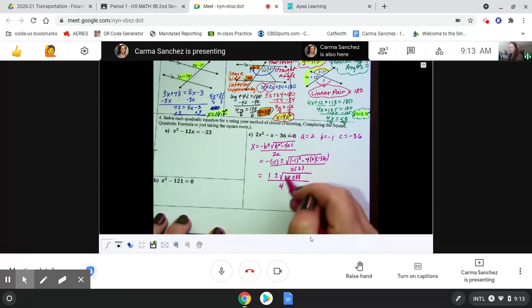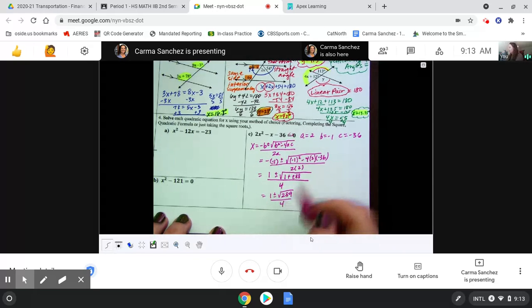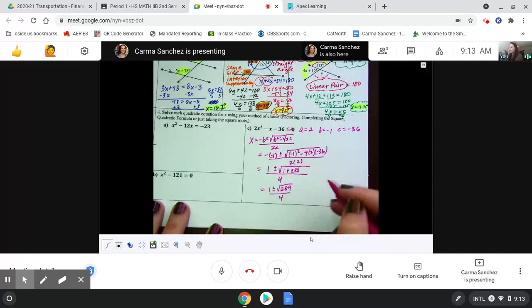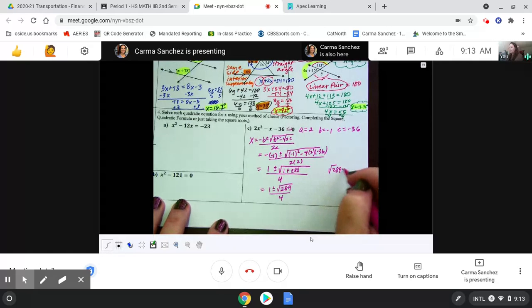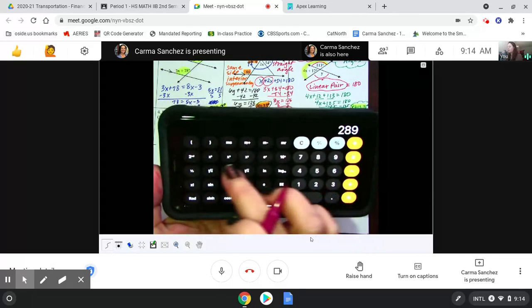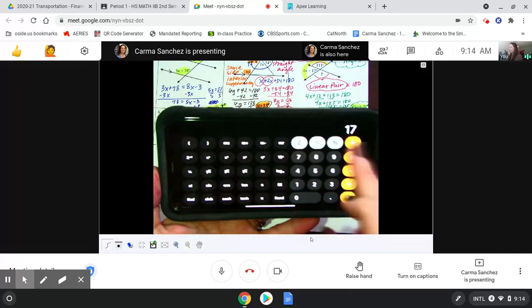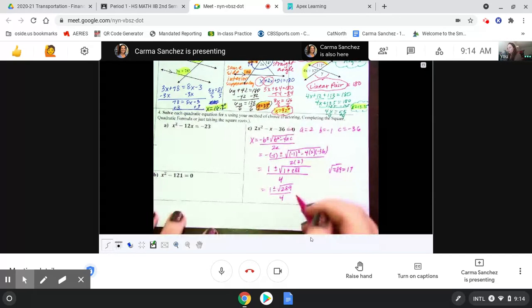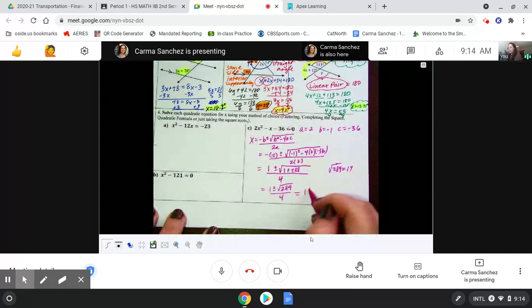And then 288 plus 1 is 289. And 289 can actually simplify. The square root of 289 is 17. So always double check that before you keep going and thinking that it's something weird. So 289, if I try to square root it on my calculator, oh, look, it's 17. So we get 1 plus or minus 17 over 4.